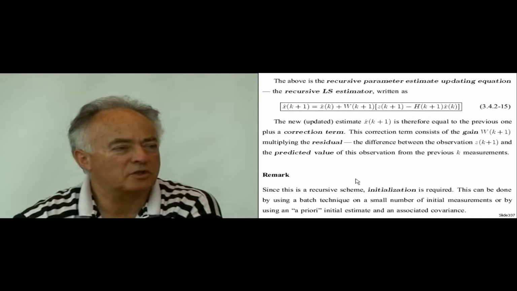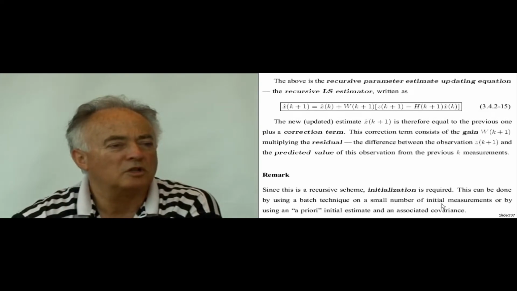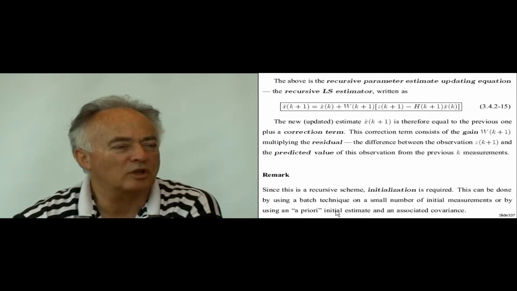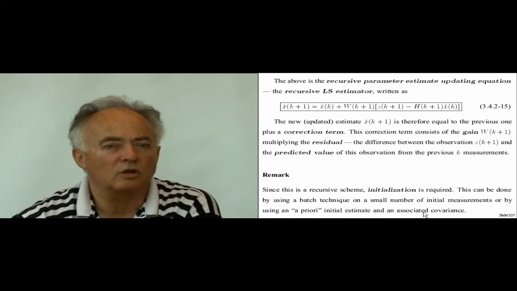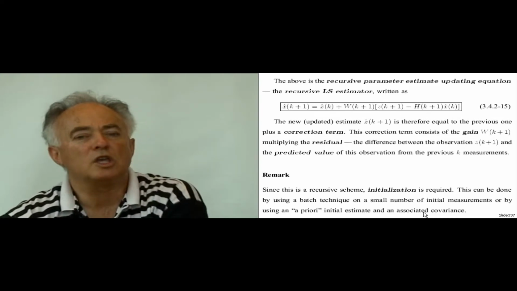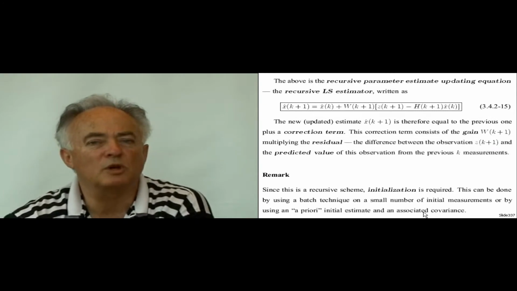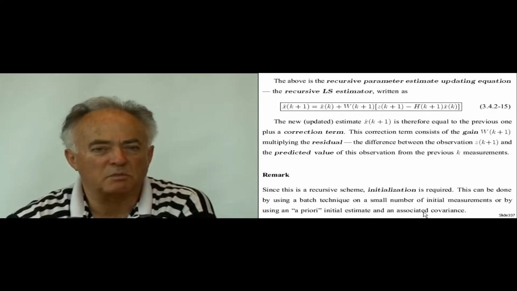Obviously, we have a recursive scheme, so we have to initialize it. The way we can initialize it is to use a batch technique on a small number of the initial measurements, or to use an a priori initial estimate and associated covariance. This will be discussed in more detail in the context of dynamic state estimation, but typically we can use a small batch, the minimum number of measurements initially, to start up our estimation scheme and then continue recursively.